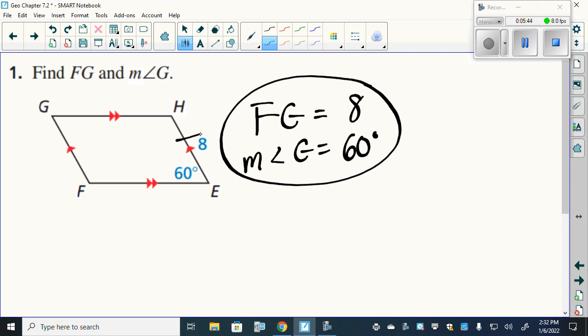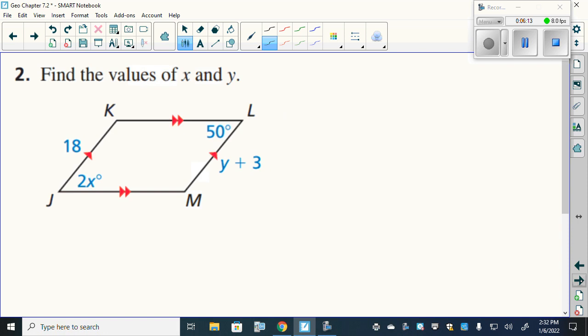Since the opposite sides of a parallelogram are congruent, GF would be 8. Since the opposite angles in a parallelogram are congruent, G would be 60. Any questions on any of this here? I think y'all feel pretty comfortable with it.